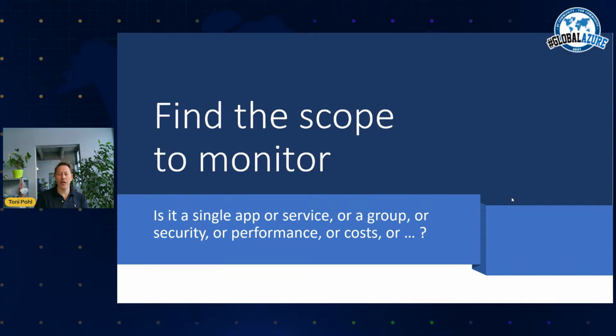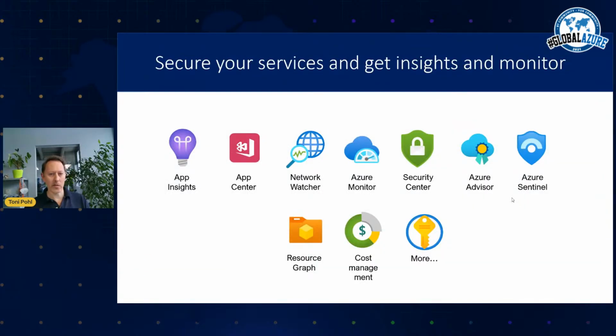So the first thing would be, do I have an application? Is it like a service, or is it an app service? Or do I want to monitor a group of services, like a group of virtual machines or scale sets or whatever? Or is it just security or performance or maybe costs? For example, in our environment, we look at the costs on a very granular level to see, okay, which resource does cost how much? And if possible, we try to use platform as a service to simply reduce the amount of maintenance we would need to use for specific services.